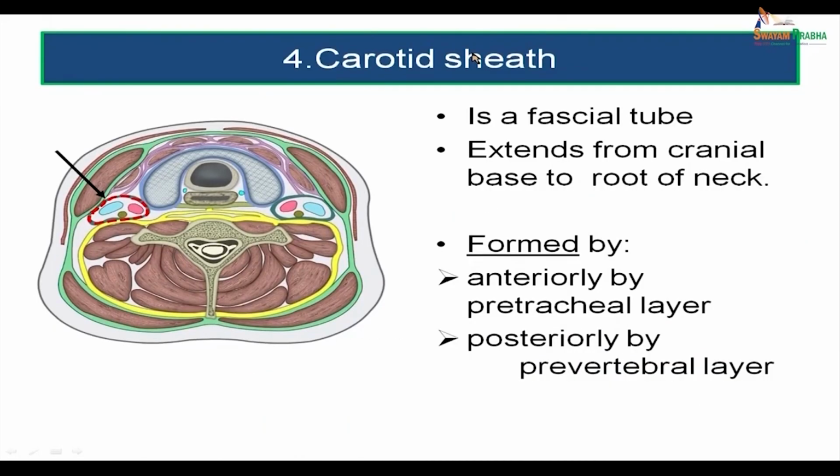Now the fourth layer, which is called the carotid sheath. So, where is the carotid sheath in this transverse section? This is the carotid sheath. It encloses the important artery, that is the carotid artery, the important vein, that is the internal jugular vein, and one nerve called the vagus nerve. It is a fascial tube which extends from the base of skull to the root of the neck. It is formed anteriorly by the pretracheal fascia and posteriorly from the prevertebral fascia.